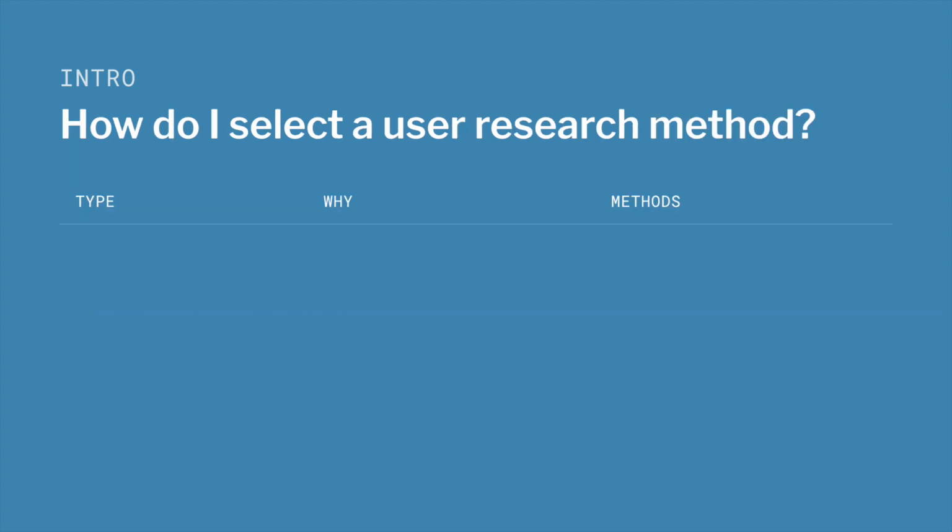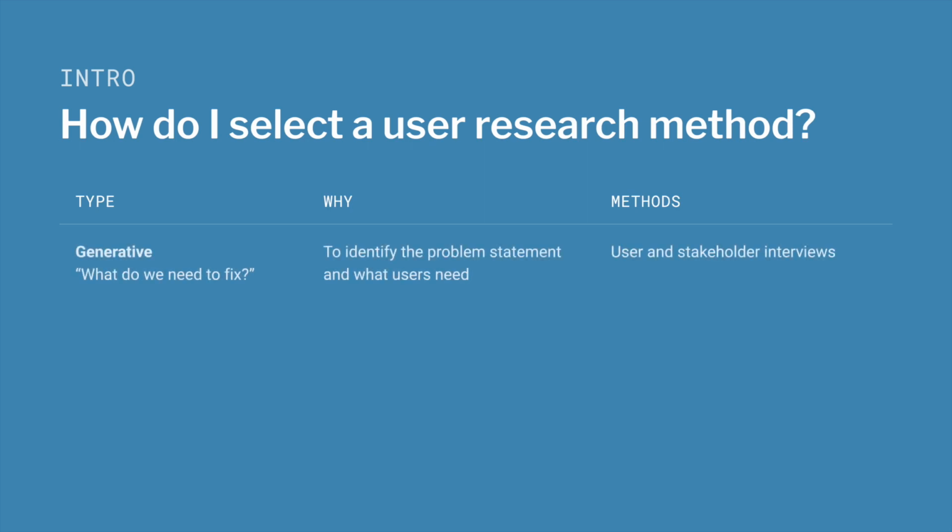To select an appropriate user research method, consider where you are in your product development process. Early in the process, when little or nothing is known about a particular feature, product, or user type, you'll want to conduct generative research. Generative research asks, what do we need to fix? And helps you identify your problem statement and what users need. User and stakeholder interviews are particularly useful at this stage. We'll talk about how to conduct these interviews later.